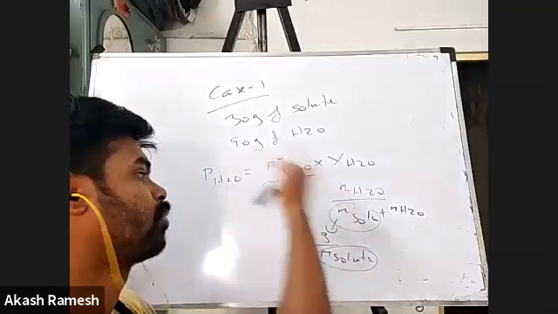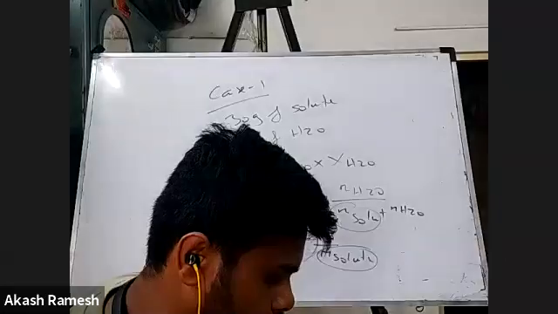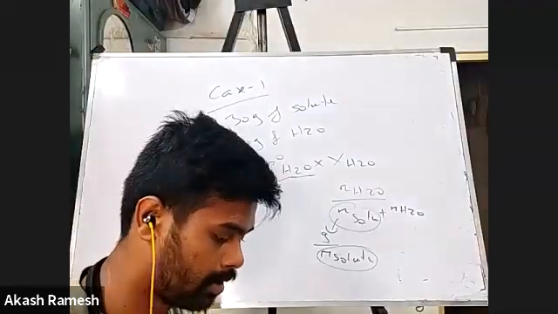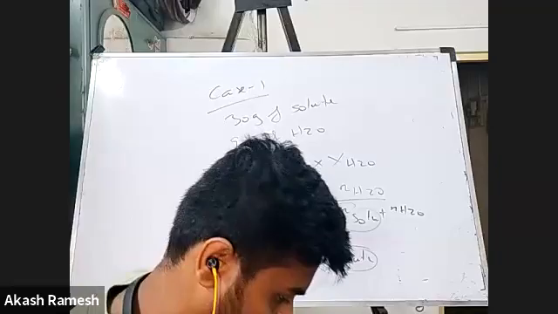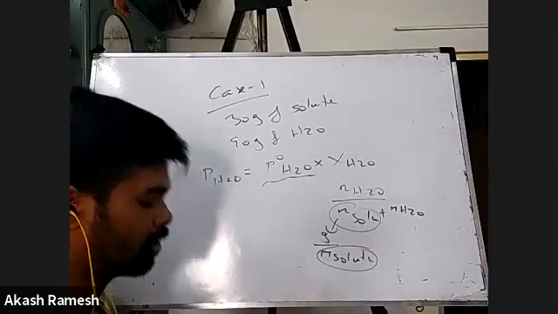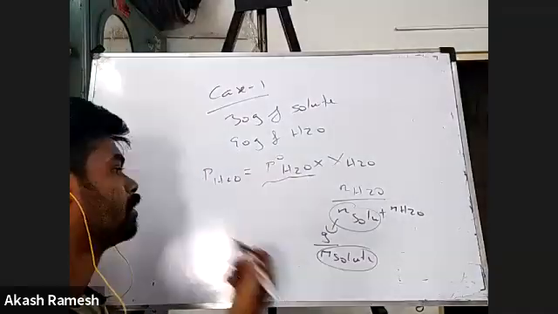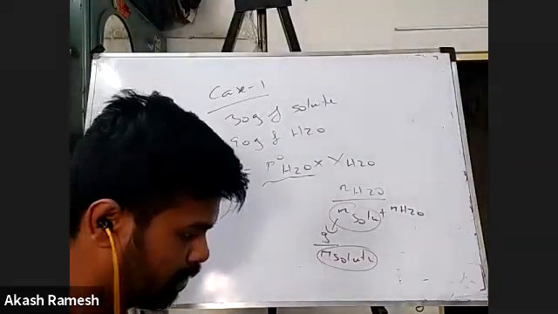So I can just keep it as X and Y so that it will be better. Any answers? So case 1, if I substitute the values here, the partial pressure of H2O, the new pressure which is given, is 2.8 kilopascal.